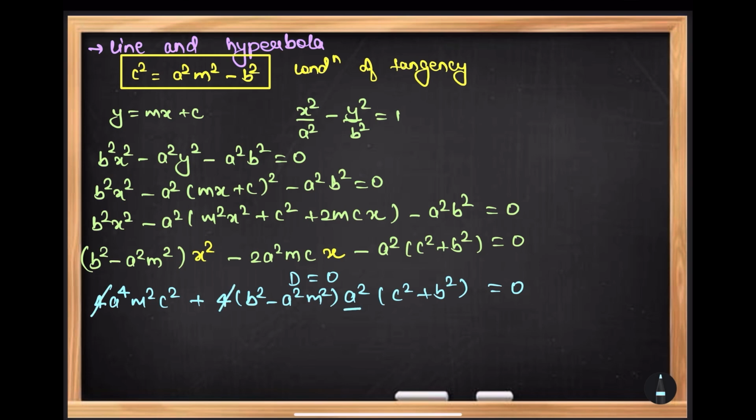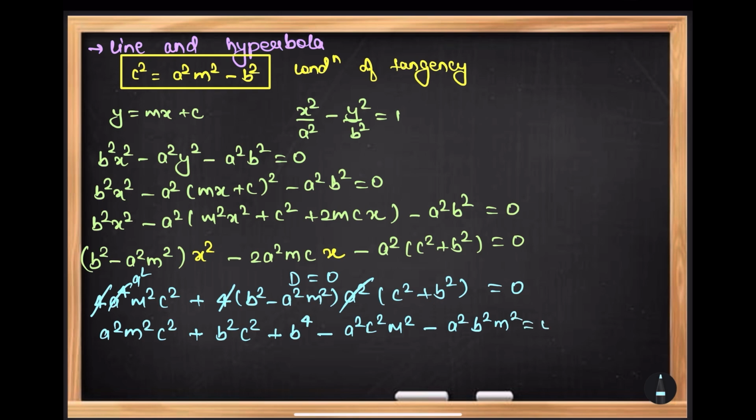Now look at this. We have a power 2, a power 4. Can I divide both sides by a square? Because we know that a square cannot be 0, so it's a positive number. We can divide both sides by a positive number. Okay. So this thing is gone. We are left with a square. So we get a square m square c square. Now let's open this bracket. Plus b square c square plus b power 4 minus a square c square m square minus a square b square m square equals 0.